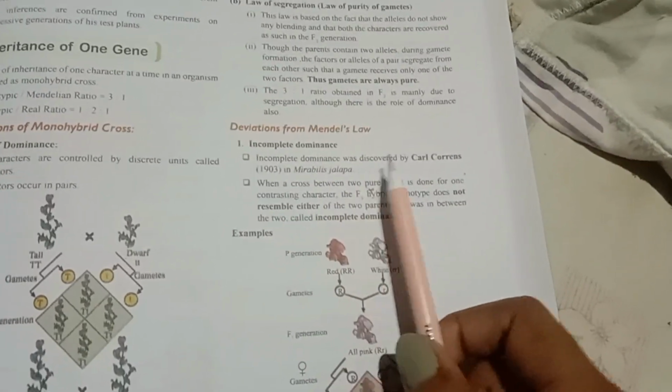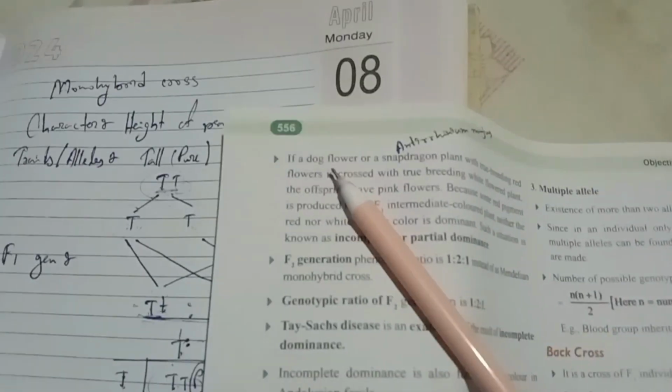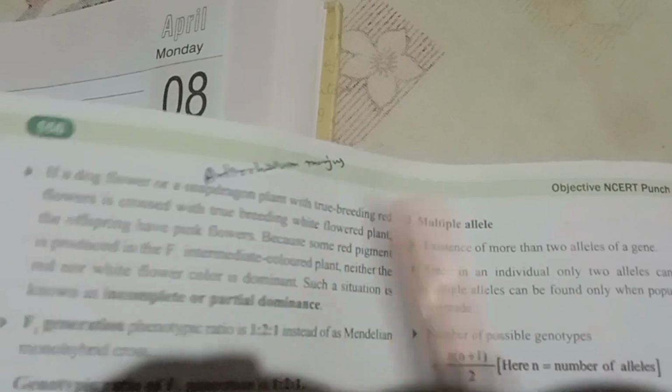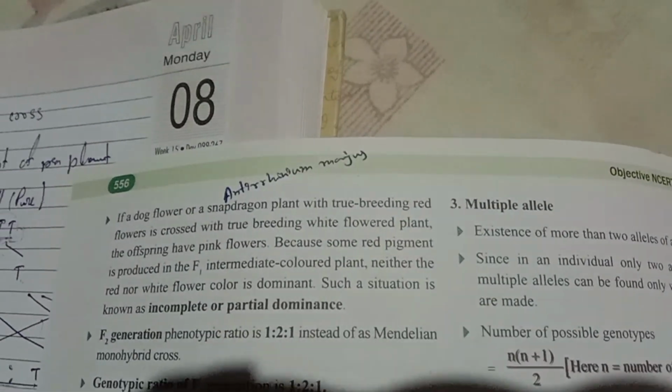The scientist is Carl Correns, in 1903 he did experiments on Mirabilis jalapa. ये दो नाम है वो याद रखना पड़ेगा. Mirabilis jalapa, dog flower and snapdragon. स्नैपड्रैगन की साइंटिफिक जो नेम है वो है Antirrhinum majus.